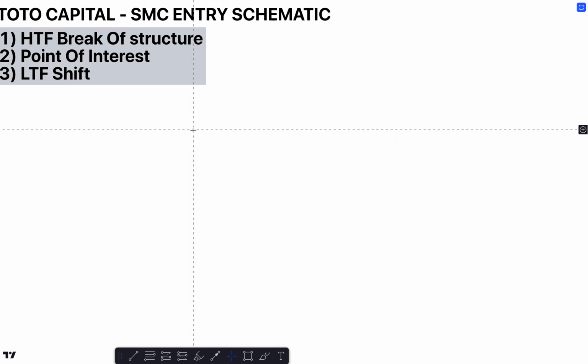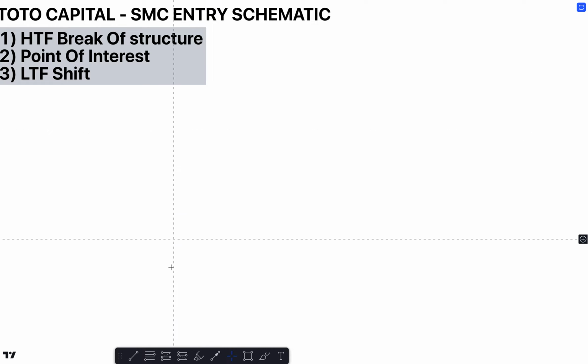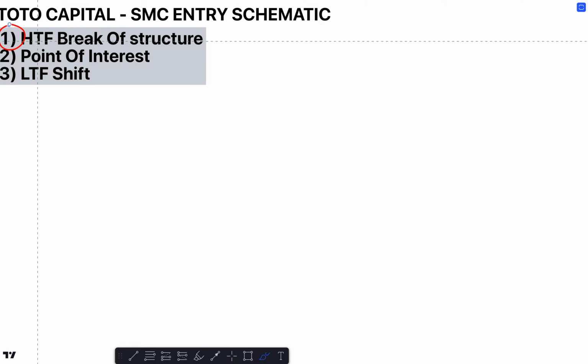In this video, I'm going to show you guys exactly why your entries are not working and also the correct smart money concept entry schematic that you guys should be using when entering trades. Okay, so starting things off here, the first thing to note is we need to identify, number one, our higher time frame break of structure.